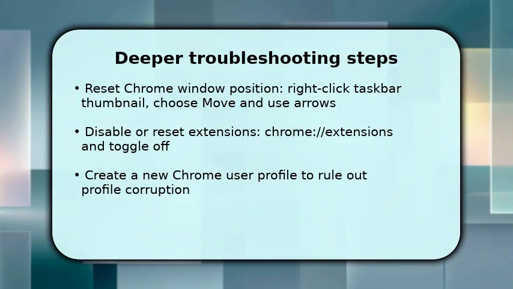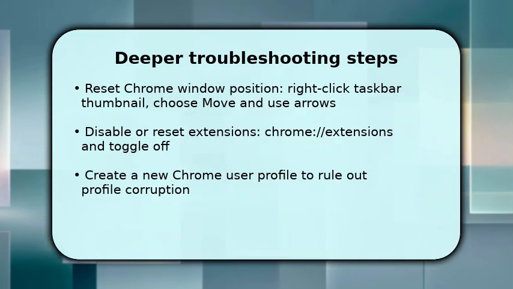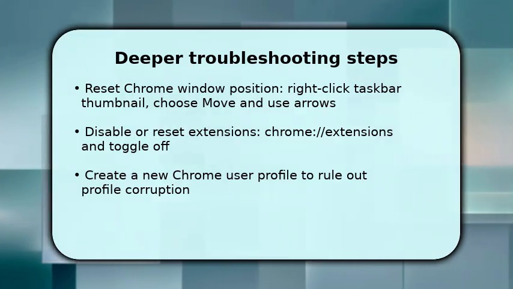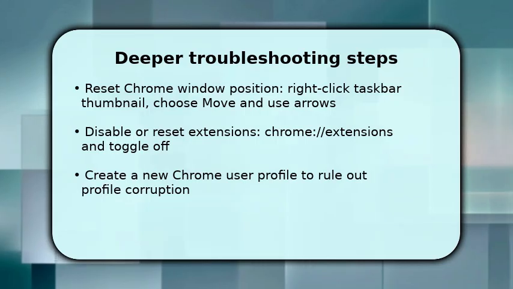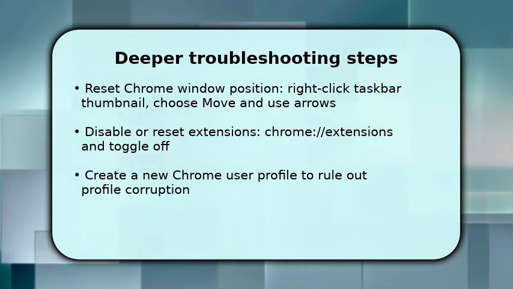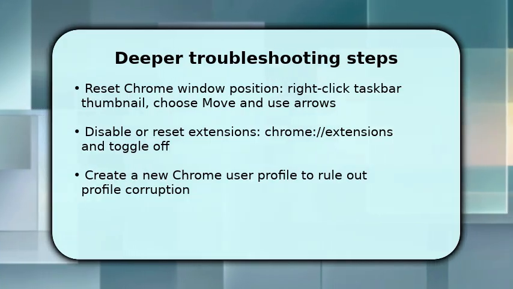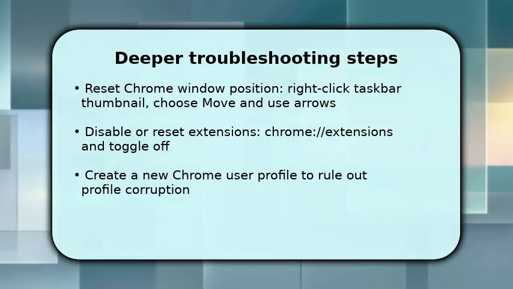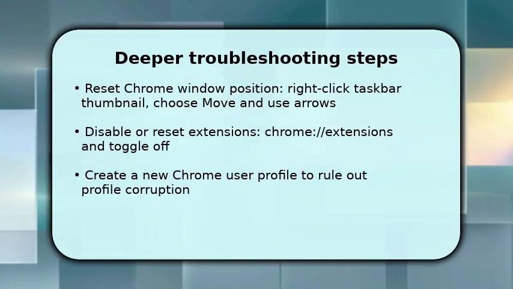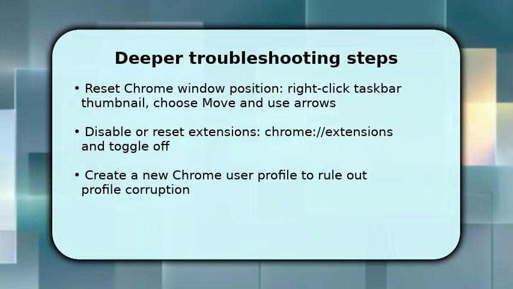Next, dive into repositioning and profile checks. You can reset position by right-clicking the taskbar thumbnail, choosing Move, and nudging the window with arrow keys until it snaps, then Maximize. If that fails, disable all extensions at Chrome, //extensions and test some alter window behavior.